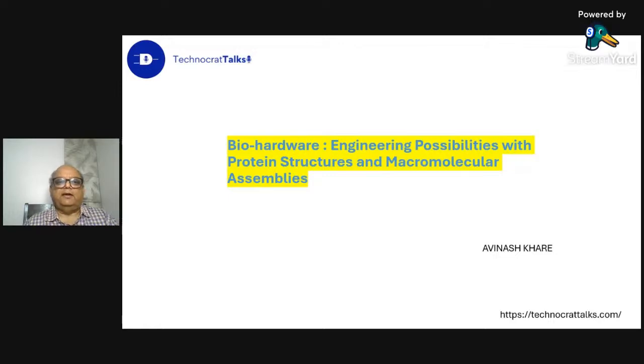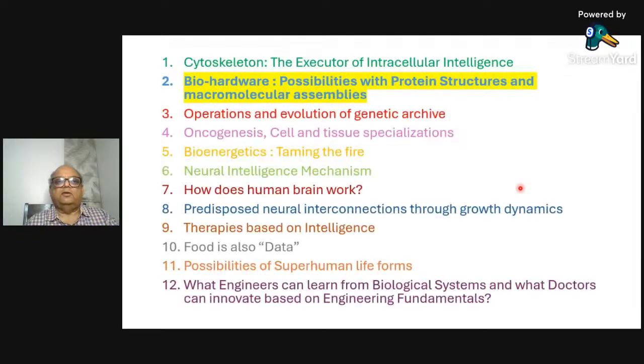So, the title of today's talk is Biohardware, the engineering possibilities with protein structure and macromolecular assemblies comprised of proteins. Now, this is the second talk of the series of 12, covering various aspects of engineering concepts applied to biological systems and to explore possibilities which may have been eclipsed due to domain boundaries. So, the biohardware possibilities with protein structure and macromolecular assemblies is the talk.